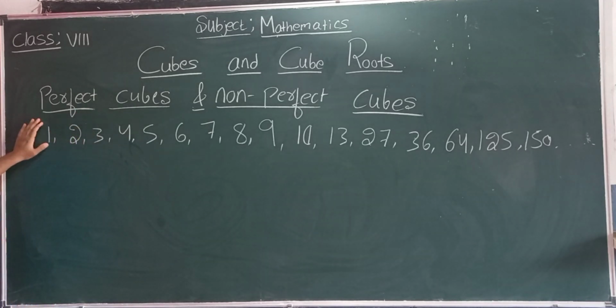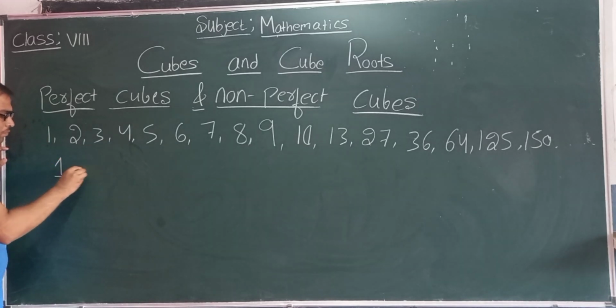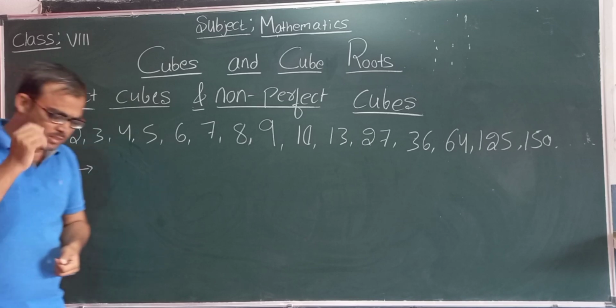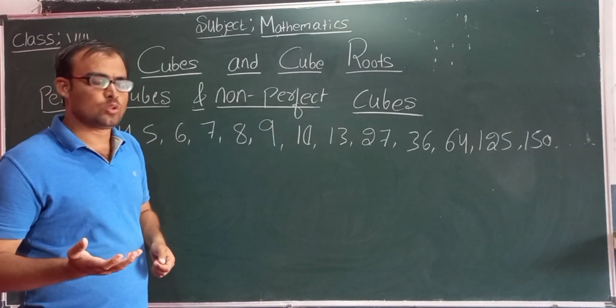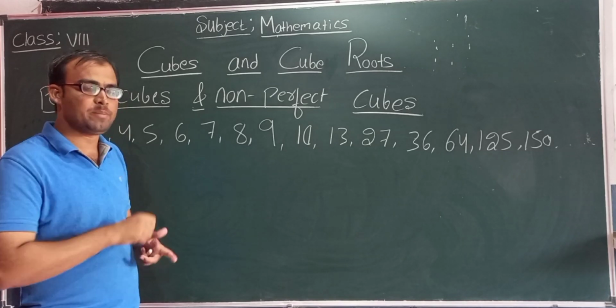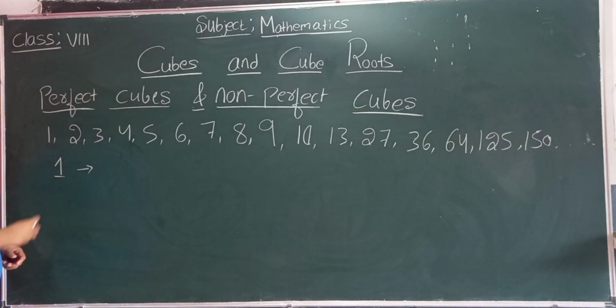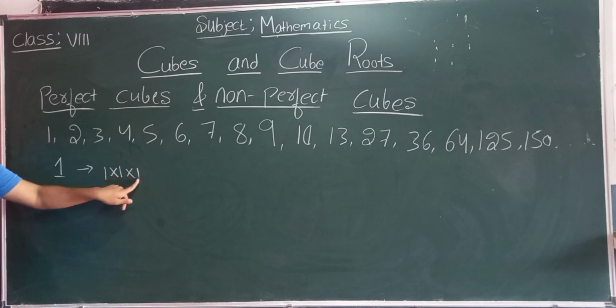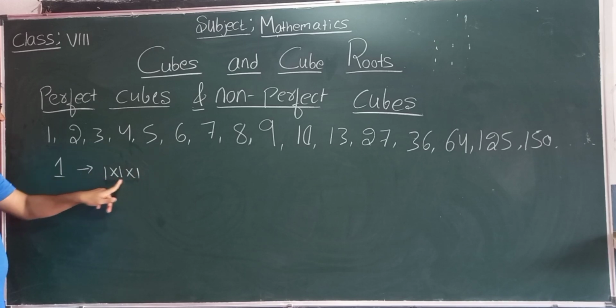Take this one example, students. Here we have taken the example as 1. Just tell me, is there any such number that when we multiply that number 3 times, we are getting 1? Just think. It's there, no? It's 1 only. When we multiply 1 three times, we are getting the answer as 1 only. So it means this is a perfect cube.